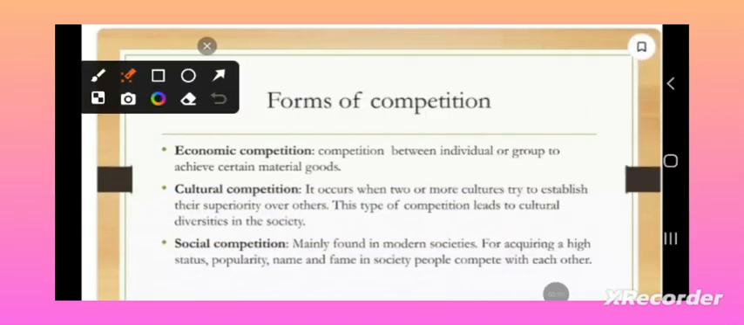Forms of competition. Economic competition. Competition between individuals or groups to achieve certain material goods. Cultural competition. It occurs when two or more cultures try to establish their superiority over others. This type of competition leads to cultural disintegration in the society. Social competition, mainly found in modern society, for acquiring high status, popularity, name, and fame in society. People compete with each other.